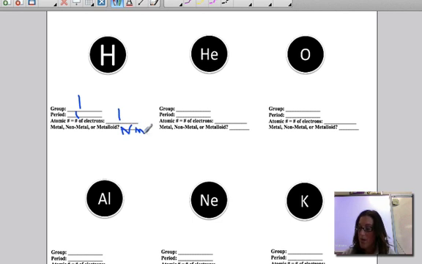So let's go ahead and start. Since it's in period 1, I have 1 shell. The group number is 1. That means it has 1 valence electron, 1 in its outer shell. Hydrogen only has 1 electron, so we only put 1 electron on this first shell.